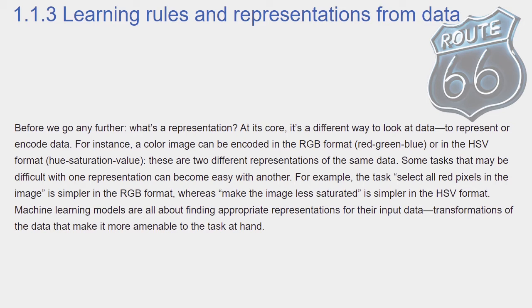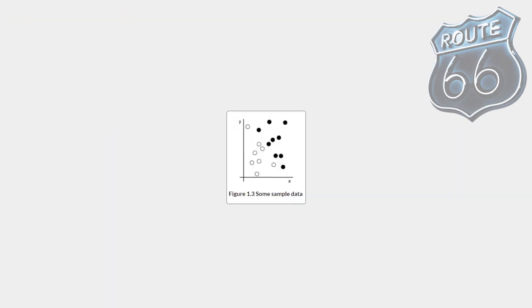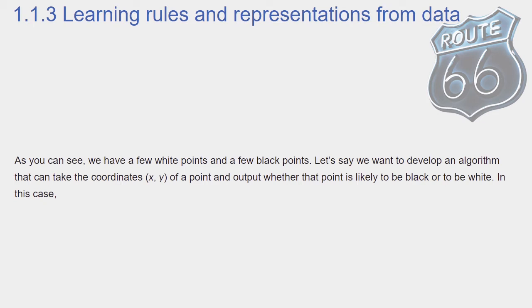Machine learning models are all about finding appropriate representations for their input data, transformations of the data that make it more amenable to the task at hand. Let's make this concrete. Consider an x-axis, a y-axis, and some points represented by their coordinates in the x-y system, as shown in Figure 1.3. As you can see, we have a few white points and a few black points. Let's say we want to develop an algorithm that can take the coordinates, x, y, of a point and output whether that point is likely to be black or to be white.